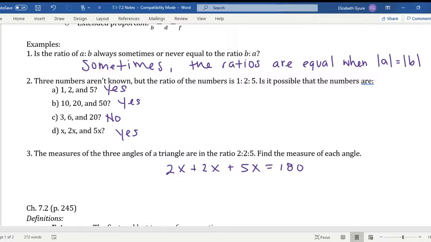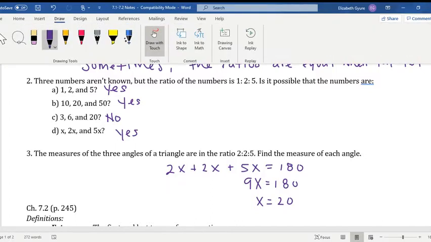So combine your like terms. You're going to get 9x equals 180. Divide that out, and x is 20. So x was what your ratio was reduced down by for each one. So then just make sure you don't forget, like, we know what x is, that's great, but you now need to go and plug that back in to find each individual angle.